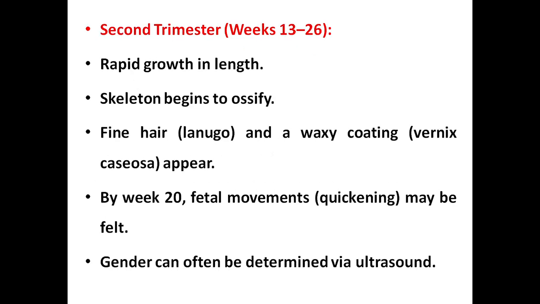Second trimester: rapid growth in length, the skeleton begins to ossify, fine hair called lanugo and a waxy coating called vernix caseosa appear. By week 20, fetal movement, called quickening, may be felt. Next, gender can often be determined via ultrasound.